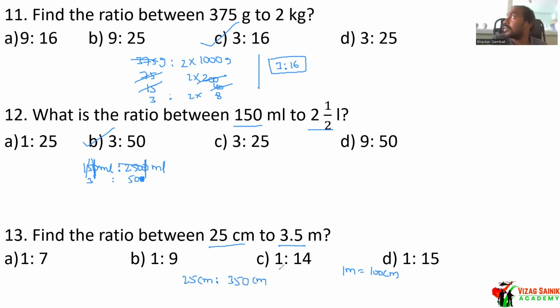350 centimeters. 5 5s are 25, 5 70s are 350. Again 5 1s are 5, 5 14s are 70. So the answer is 1:14. The answer is option C. Let's go with a few more questions.